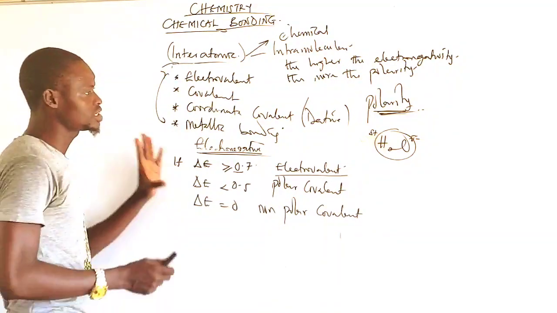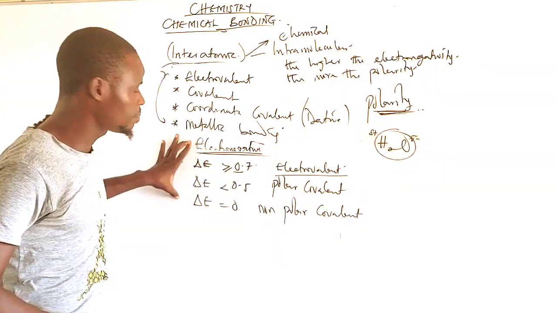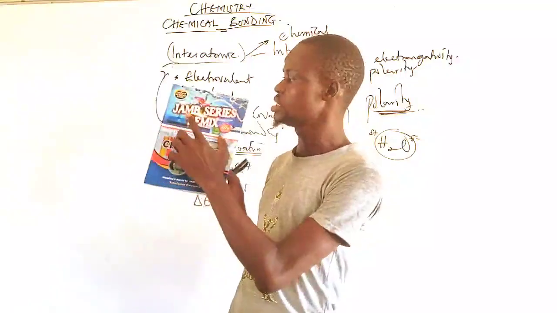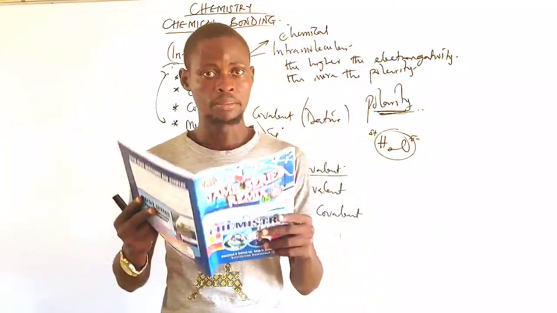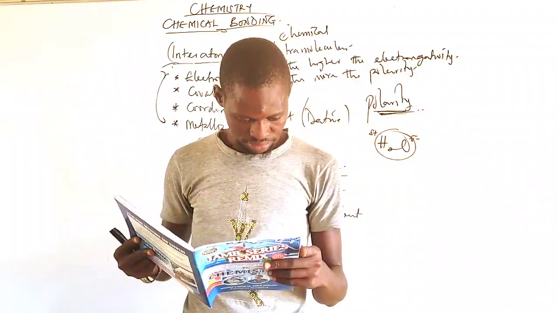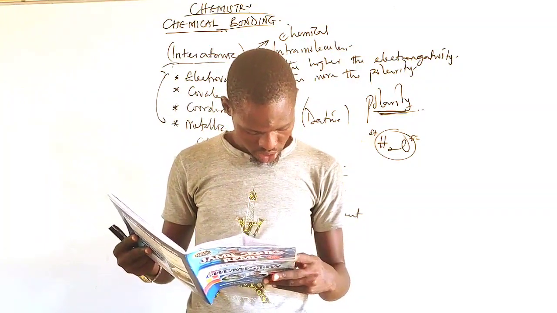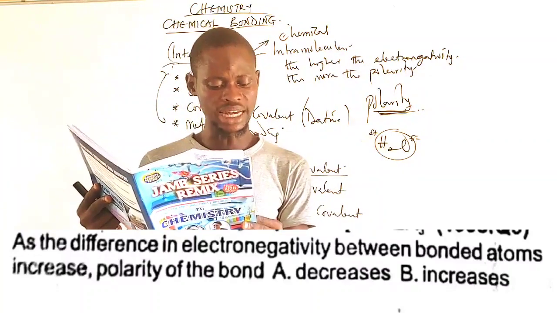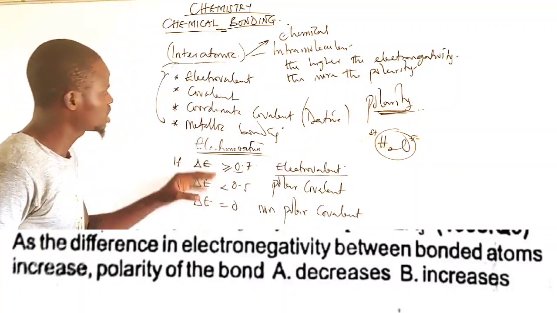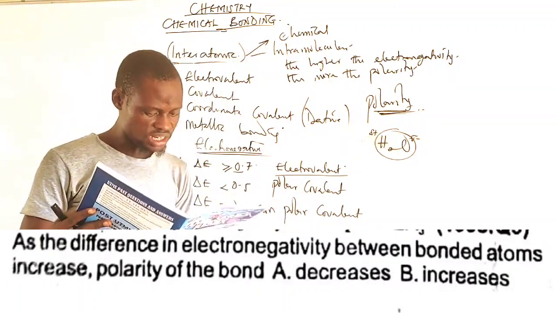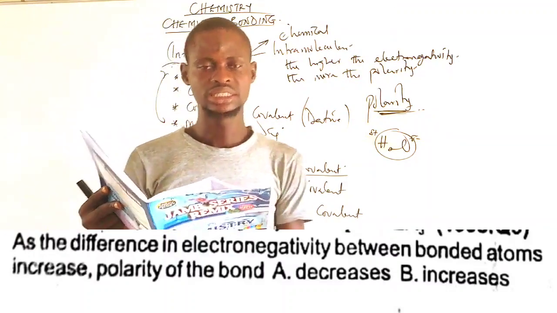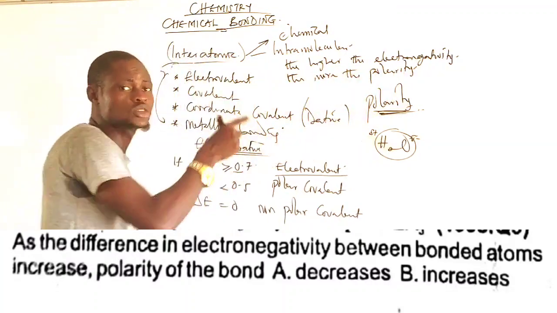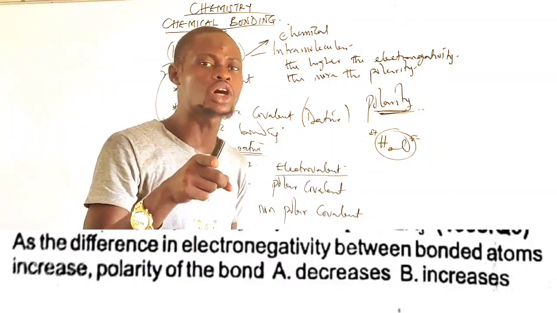Now, before I move on with this, let me check a JAM past question about this electronegativity value. Okay, take a look at this. They said, as the difference in electronegativity between bonded atoms increases, the polarity of the bond dash. Now, according to my explanation, if the difference in electronegativity between bonded atoms increases, then the polarity will also increase.